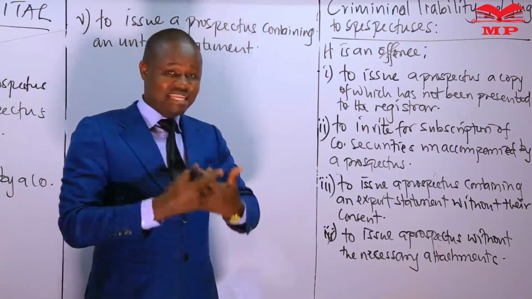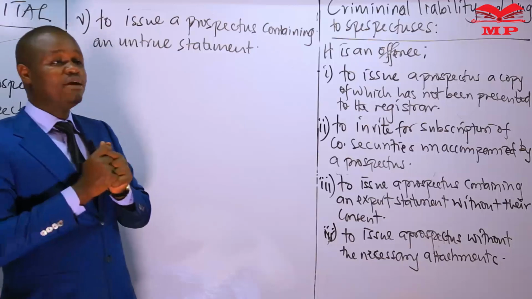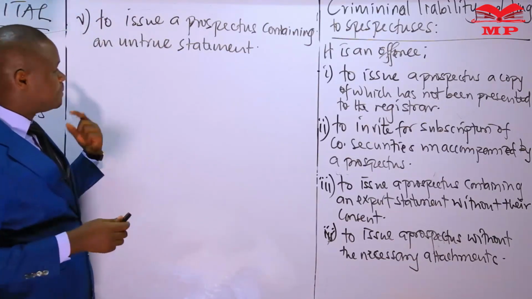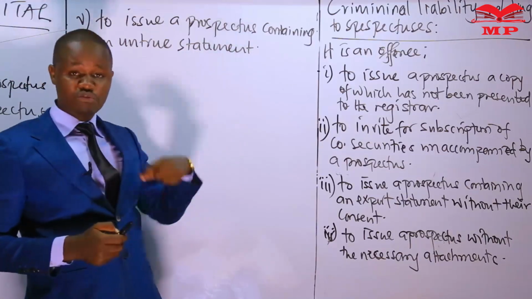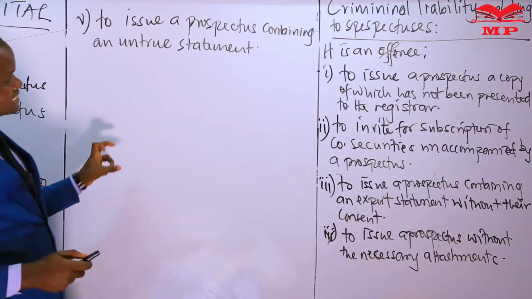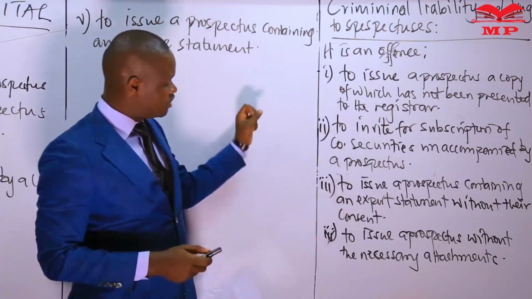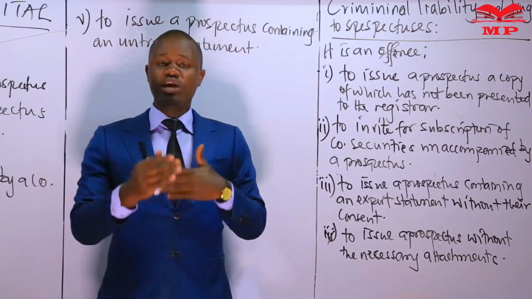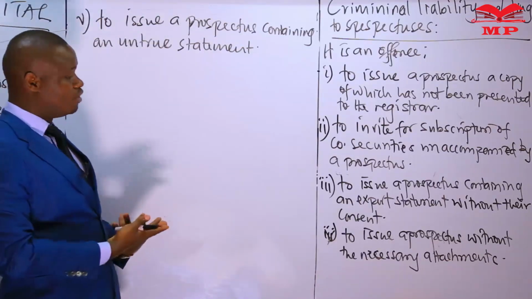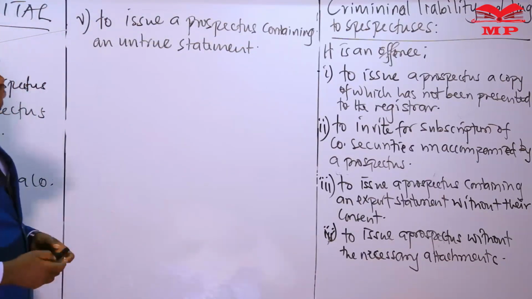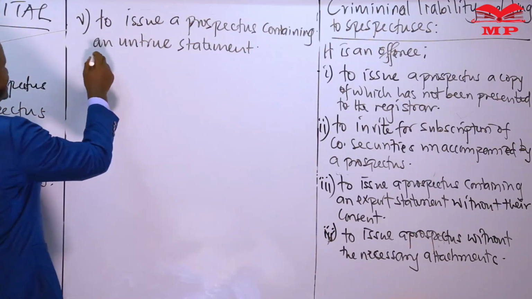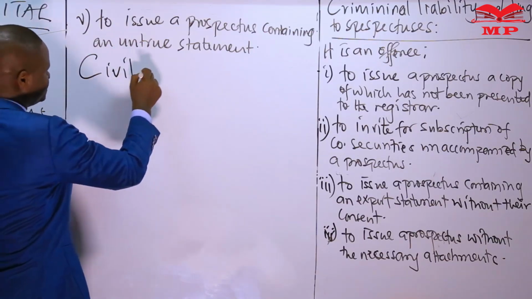When they realized that the statement was not true, they withdrew the untrue statement and issued reasonable public notice of their withdrawal of the untrue statement. So class, for all this conduct or omissions, there is going to be criminal liability imposed on the responsible persons by the law relating to the prospectuses. I now want to discuss civil liability.